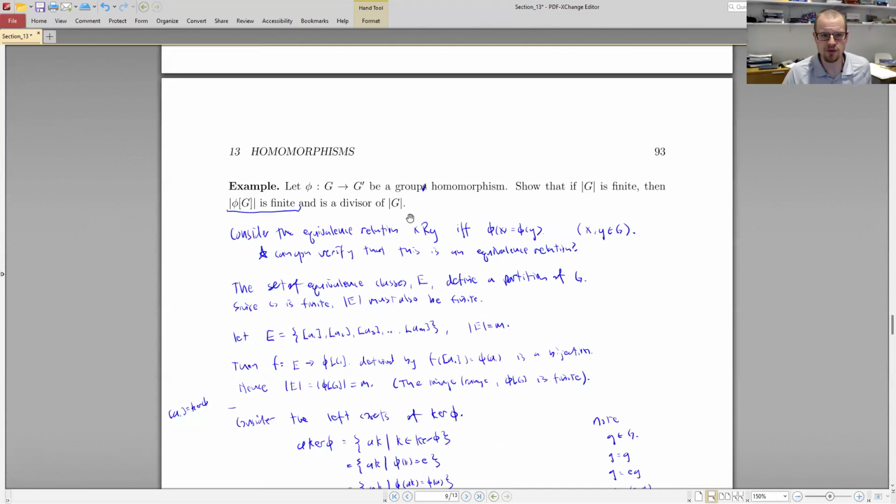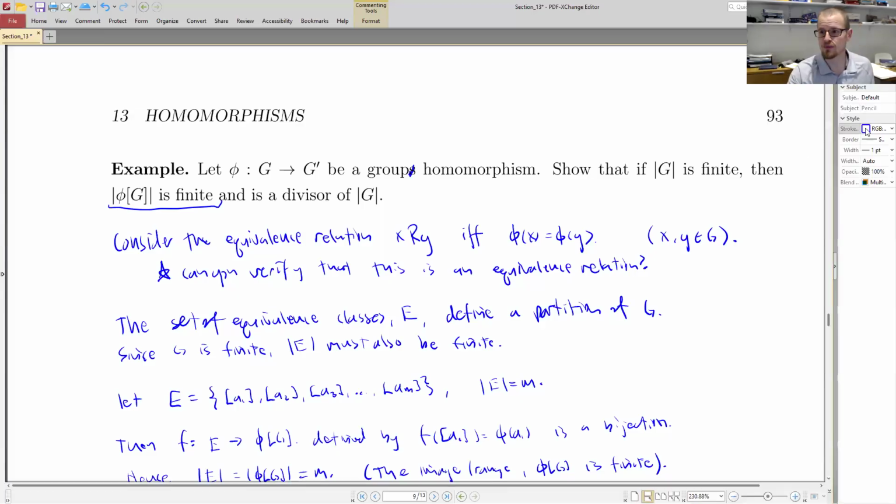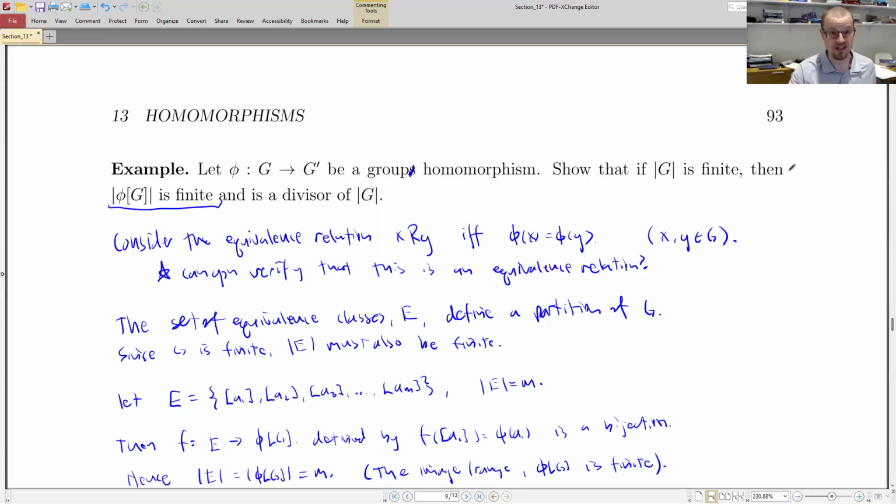So that might make you reflect on, well, Dr. Reinhardt, what about that case you asked us to take a look at, where we show that if the order of G prime is finite, then this is finite and is a divisor of the order of G prime? Is that tough? No, that's actually a lot easier of a problem to address. It works out for a lot of the same reasons.